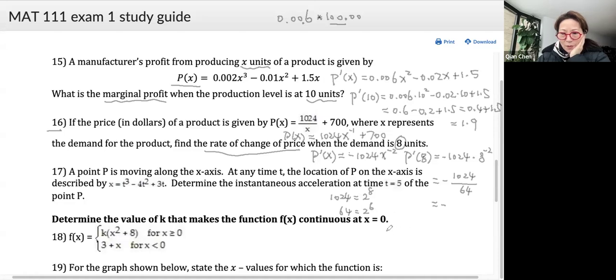Oh, only 4? Let me see. So 1024 divided by 64. So this is 1, right? Minus 64, that's 8, 3, 84, 6, yeah, 6. Okay, 16. So equal to negative 16.